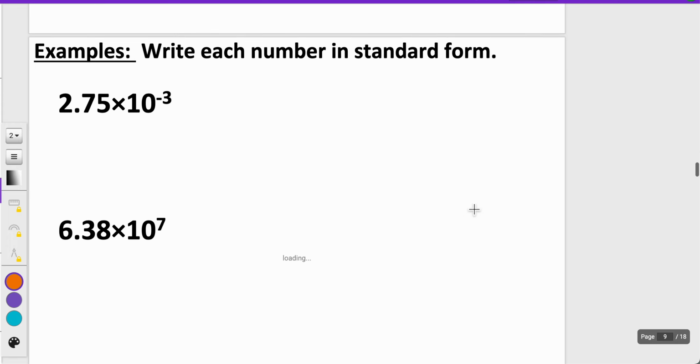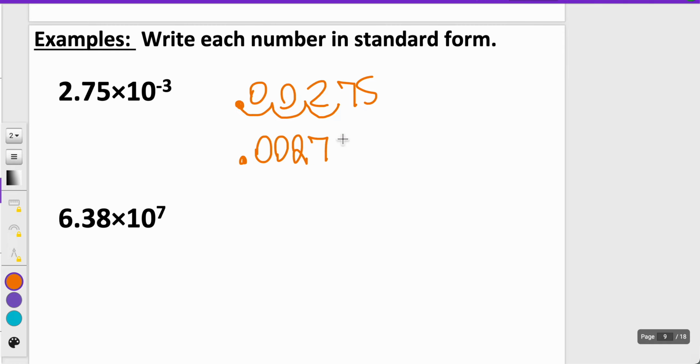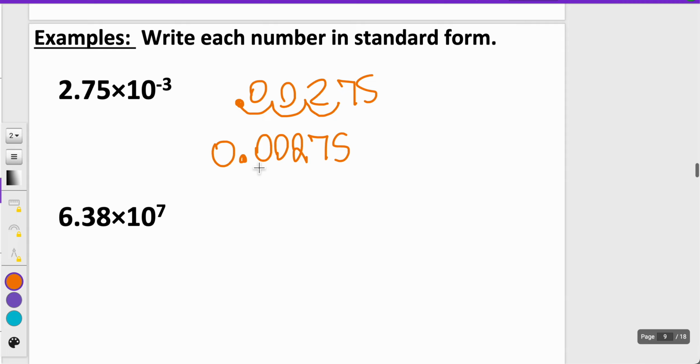How about you pause the video and try these, and when you're done, click play to check your work. So 2.75 times 10 to the negative third means I take 2.75 and move it over 1, 2, 3 to the left. Fill up with empty zeros, I get 0.00275. If you want to add an extra zero in front, you can. I'm not really picky about that, but that is an option too.